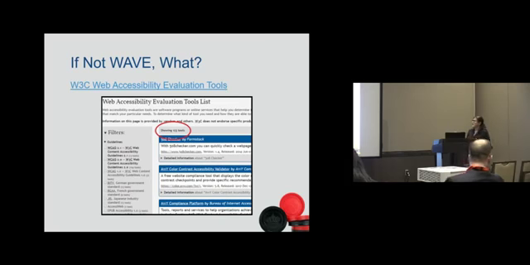So if not WAVE, then what? So W3C, which is the World Wide Web Consortium, which does the WCAG guidelines for accessibility, on their site, they list 123 automated testing tools. So just a quick scroll.